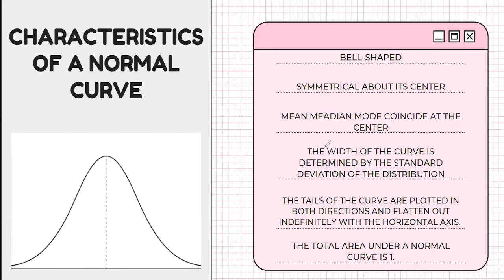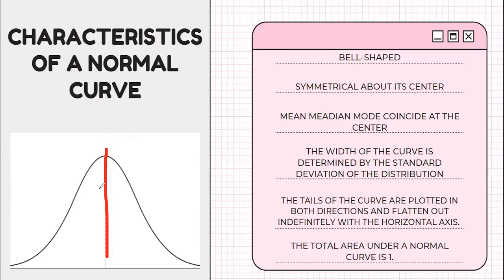Third, mean, median, mode coincide at the center. This also means that in a normal distribution, or distribution described by a normal curve, the mean, median, and mode are equal. This is why the mean, median, and mode are called the measures of central tendency.